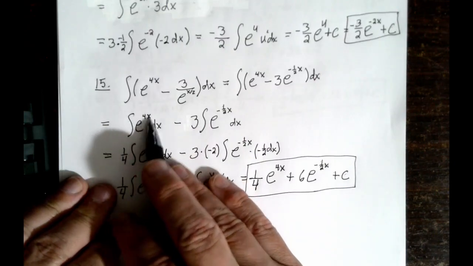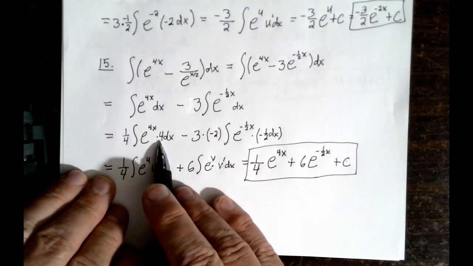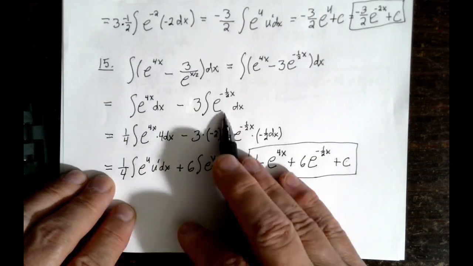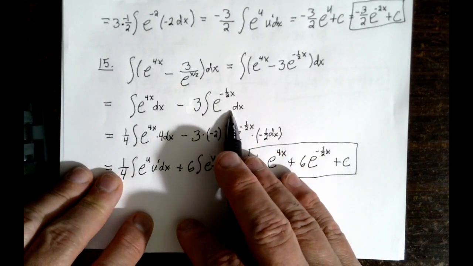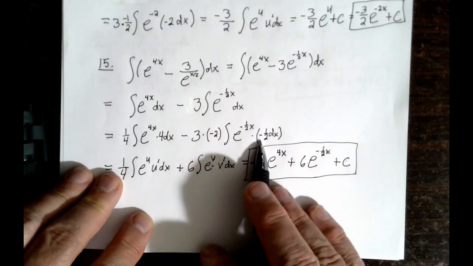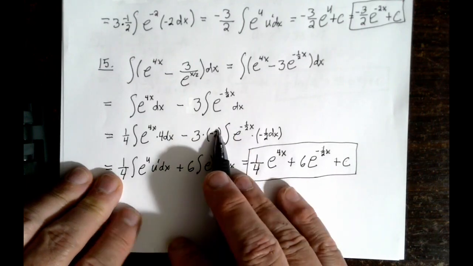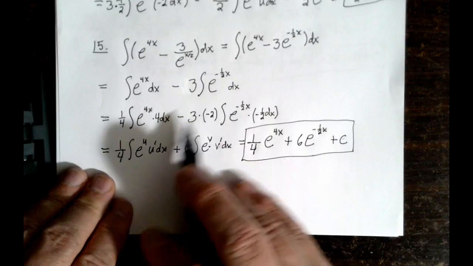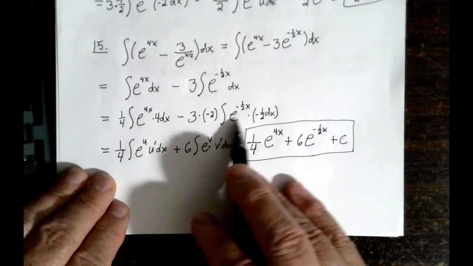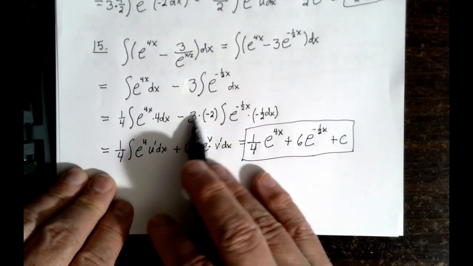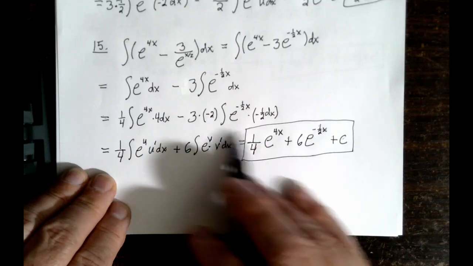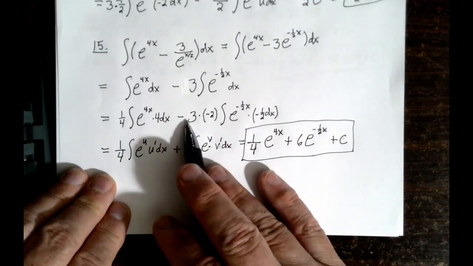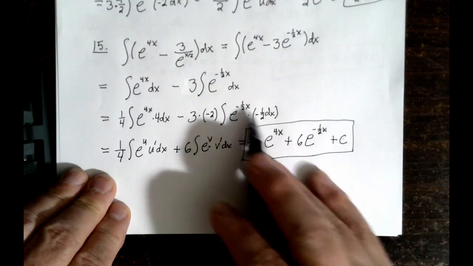With this one, you let your u be 4x, so you need a 4, and you put a 1/4 out front. For this one, you let u be minus 1/2 x, so you need a minus 1/2 inside, so you put a minus 2 outside. And when you integrate, you get e to the u. Here you also get e to the u. And you got your constants out front, so you get 1/4 e to the u where u was 4x, and you got positive 6 e to the u where u was minus 1/2 x.